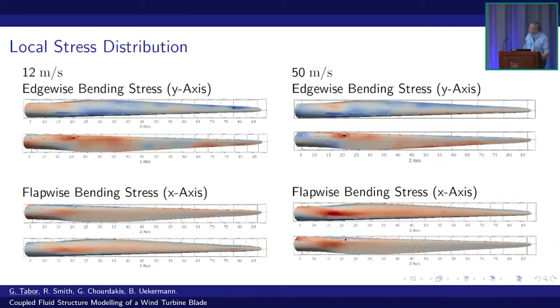And we're able to provide stress distributions in the blade at the 2 speeds, looking on both sides of the blade here, so top and bottom in each case, edgewise and flapwise direction, so quite a lot of information there coming out of the calculation.